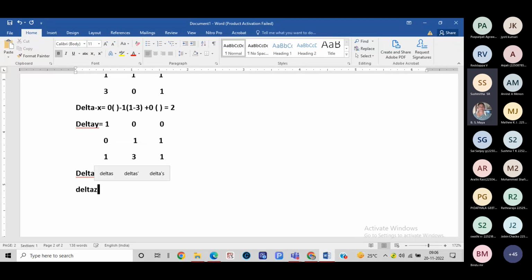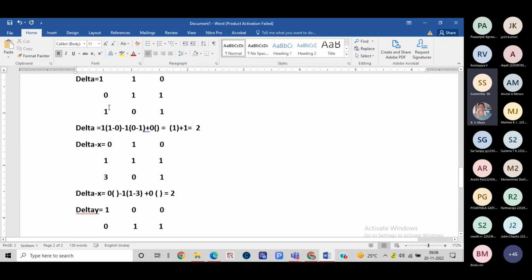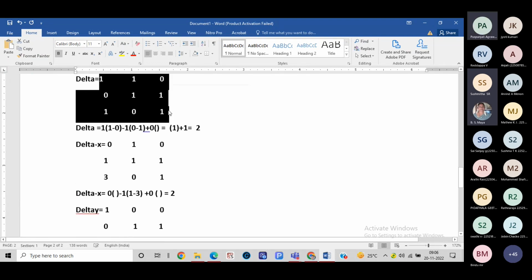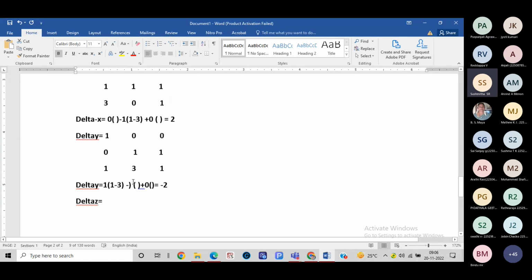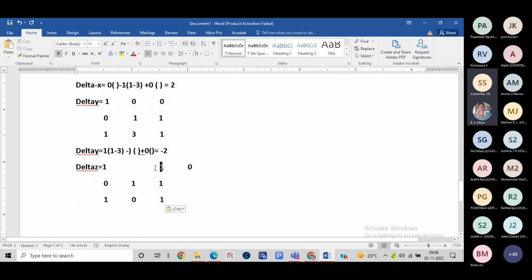Next, the delta z. What is delta z? You take these 3. Replacing by what? Third column. First column is 0, 0, 1. The last one is what? 3. Correct. Next answer.